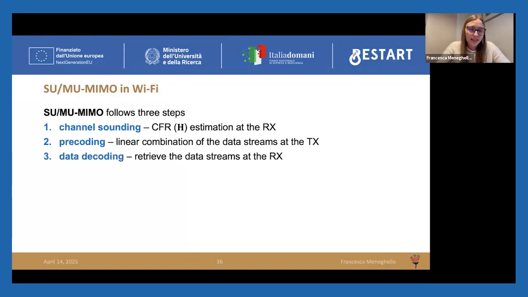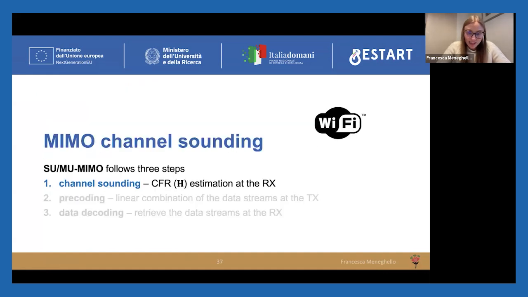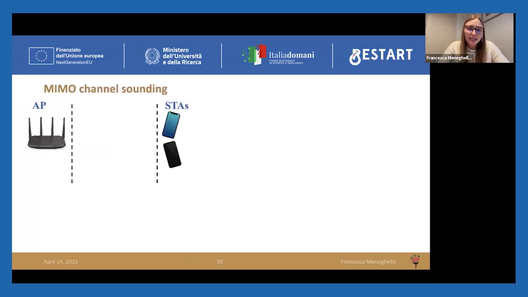And then the last phase is at the receiver side, where we have to retrieve the data streams by applying the multiplexing technique through the equalization. So let's go into the detail of these steps, starting from the channel sounding. So how can we estimate the channel frequency response, the way the signal propagates?